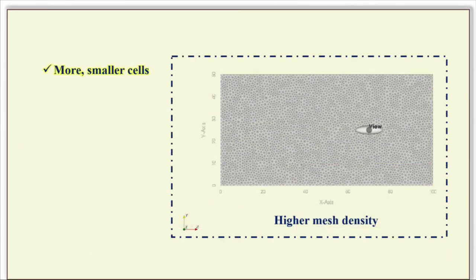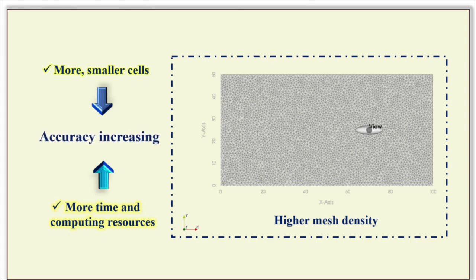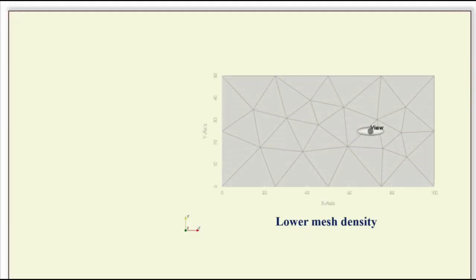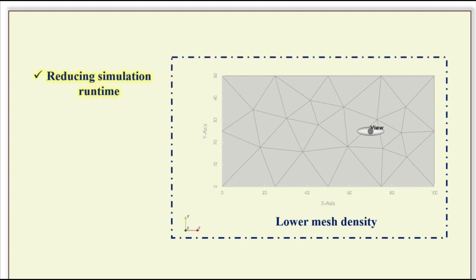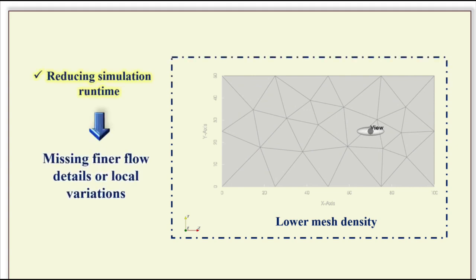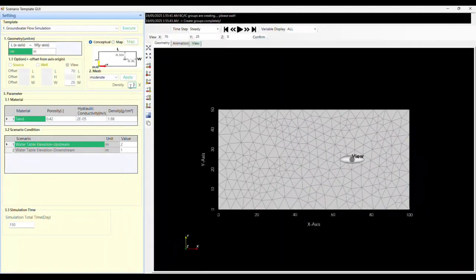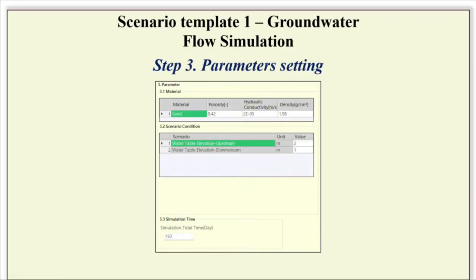A higher mesh density uses more, smaller cells, which increases accuracy but also demands more time and computing resources. In contrast, a lower mesh density speeds up the simulation but may miss finer flow details or local variations. In this case, we can select the moderate option and set the density to 1, which provides a balanced resolution suitable for most scenarios. Then, we'll define the parameters.